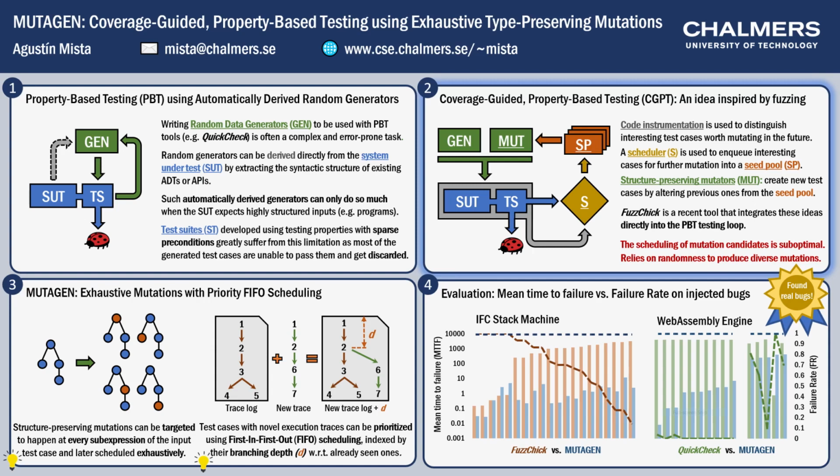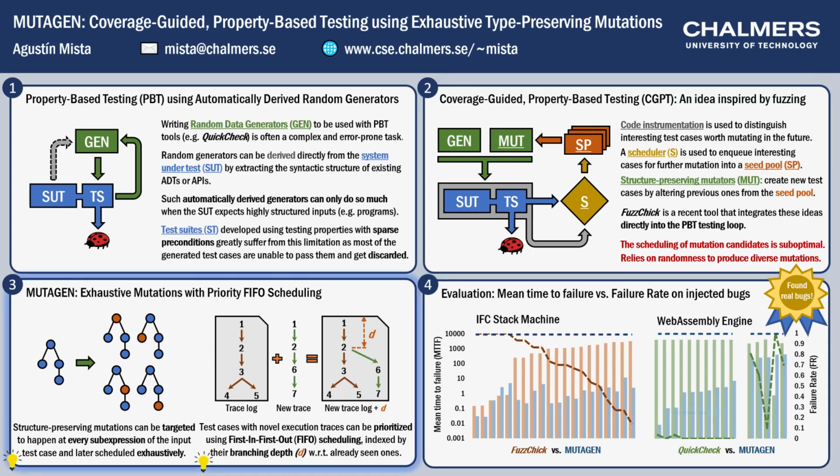These two components are later combined using a scheduler that populates a pool of interesting test cases to be mutated during the execution of the tool. When this pool becomes empty, the testing loop switches to random generation until a new interesting test case is discovered and gets enqueued in the pool, and the mutation process continues.